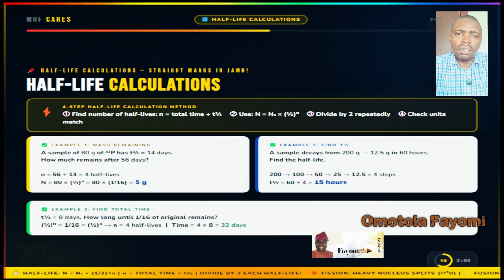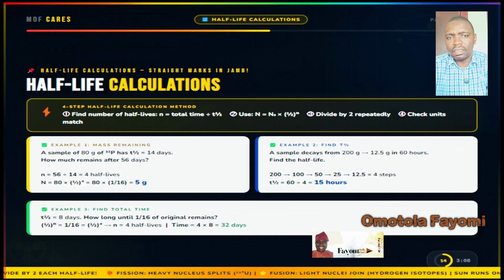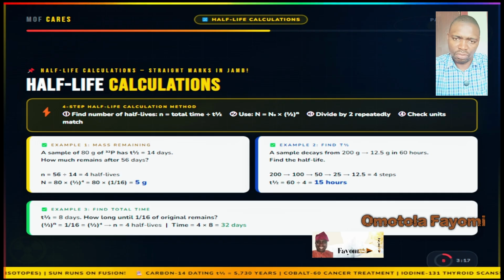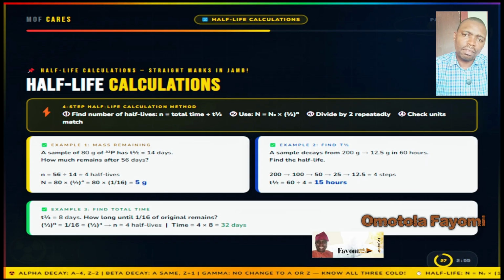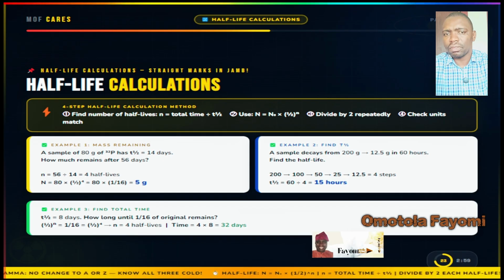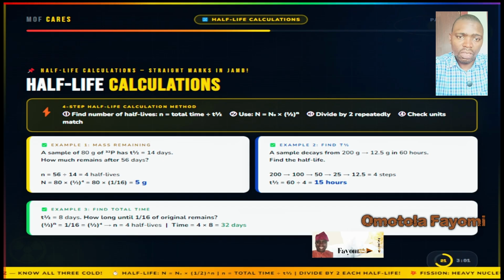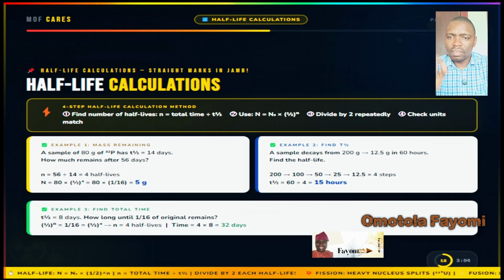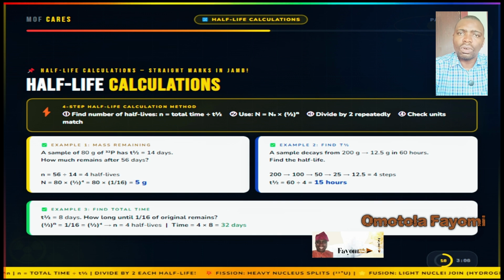Same answer. Example 2 is finding the half-life. A sample decays from 200 grams to 12.5 grams in 60 hours. How many halvings does it take? 200 to 100? Yes, half. Half of 100 is 50. Half of 50 is 25. Half of 25 is 12.5. That's 4 steps. So with 4 half-lives in 60 hours, T half equals 60 divided by 4, which is 15 hours.